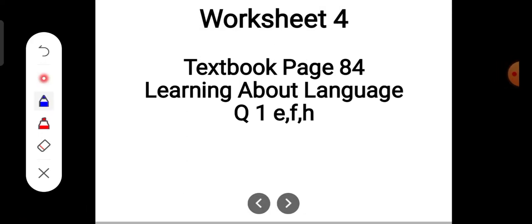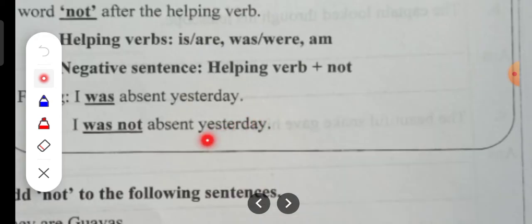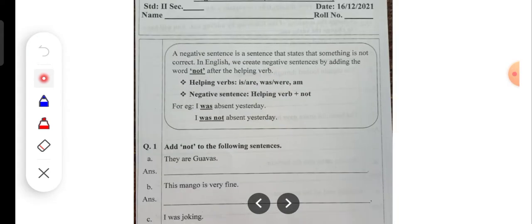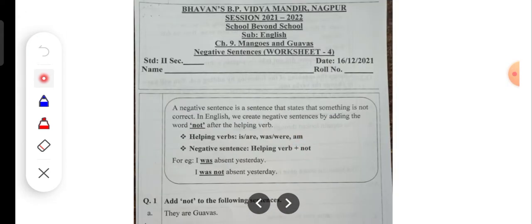We will also solve textbook page 84, Learning About Language, question number 1, E, F and H. Okay, so we are going to solve this worksheet number 4. This is your worksheet number 4, children. Let us see one question.